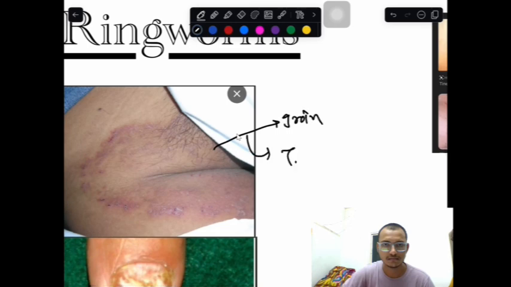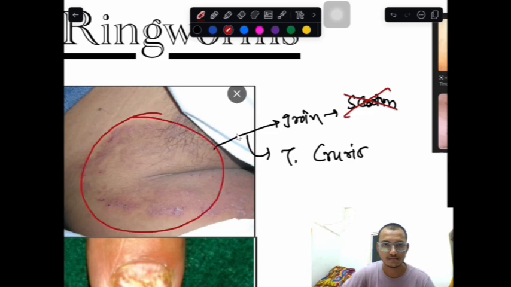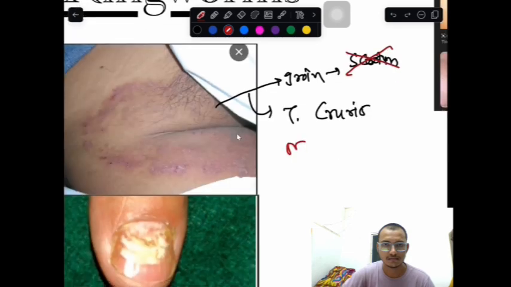We will call it Tinea cruris, but it will never involve the scrotum. Remember these things. They involve the groin area, all of the groin area, but they never involve the scrotum. This is the most important thing. The second important thing is they are more common in males, and we can spread it to our partner.